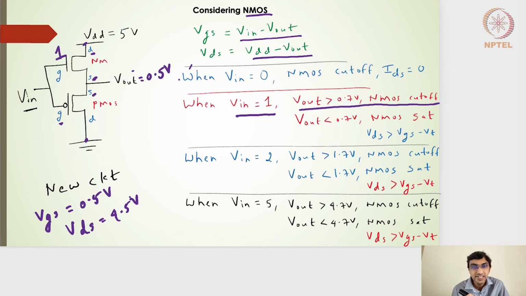Which says that the VDS is much greater than VGS minus VT. VGS minus VT turns out to be 0.2 volts and the VDS value is anyways 4.5 volts. So it is much higher, right? So in that case, this will be in saturation.